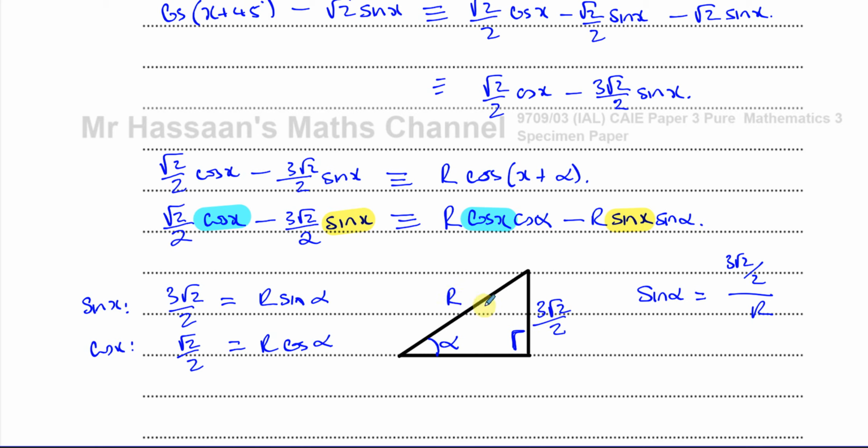And similarly for cosine alpha, it's going to be root 2 over 2 over r. If you rearrange this, you have root 2 over 2 all over r. You can write that as separate fractions for now. So that means if that's alpha, cosine alpha is adjacent over hypotenuse, so the adjacent side should be root 2 over 2.